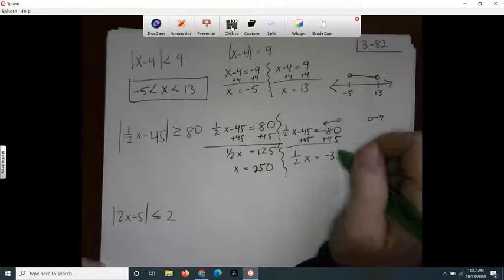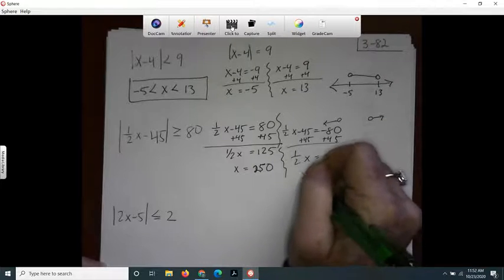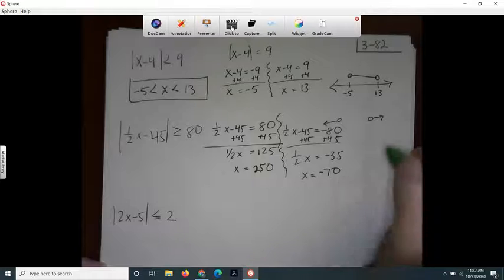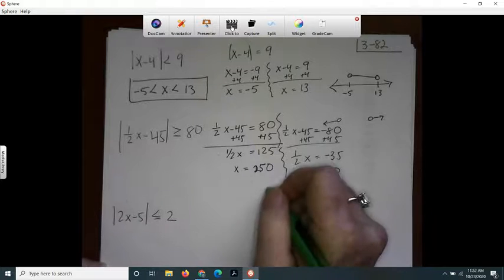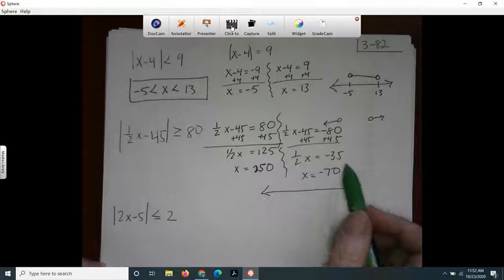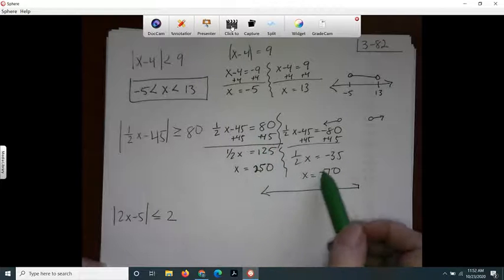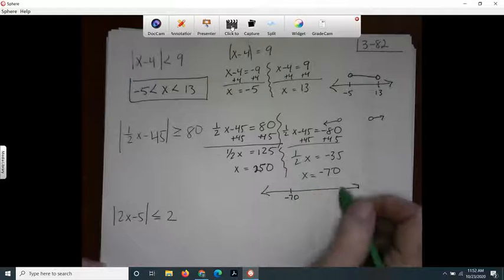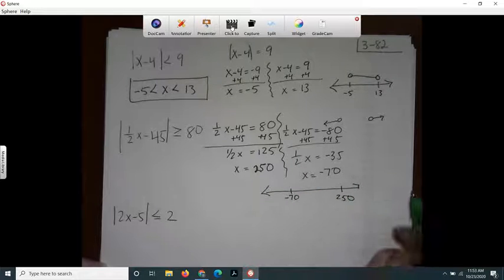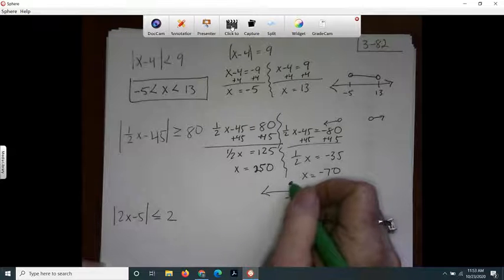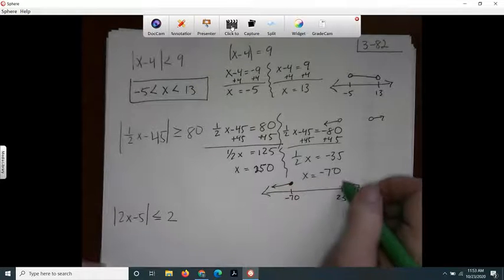Make a number line, put the 2 test points on it. Usually I put the negative one over here, but it's okay. It's negative 70. And then over here it's 250. And I already said that I think I know that it's going to go this way, like this, just because it says greater than or equal to. But I'm just going to test something anyway, just to make sure.